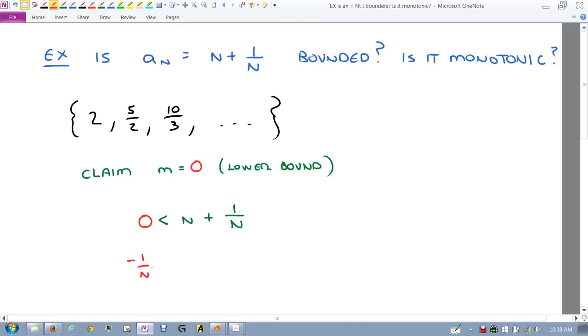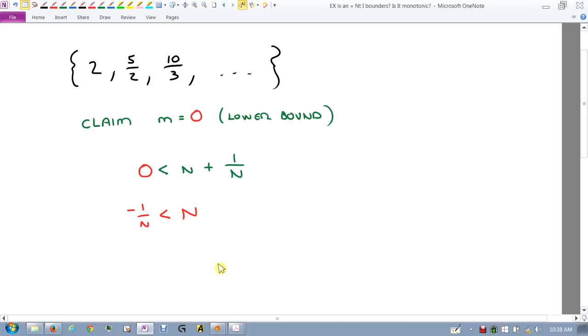Negative 1 over n, is that less than n? Absolutely. Look, n is always a positive number, right? So negative 1 over n is always a negative number. So the left side's negative, the right side's positive. That inequality is true all the time. So I could just put a check mark on that and say, yeah, I'm okay with that. Understood?